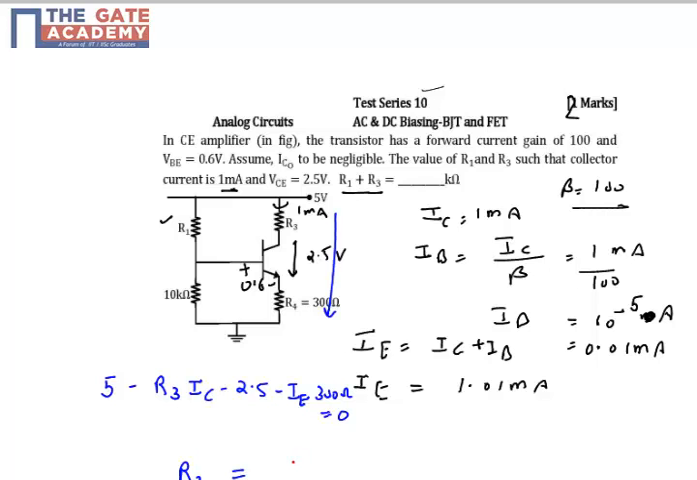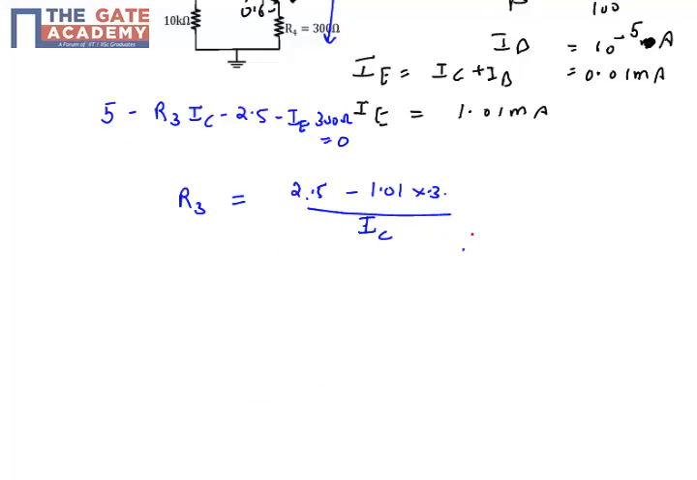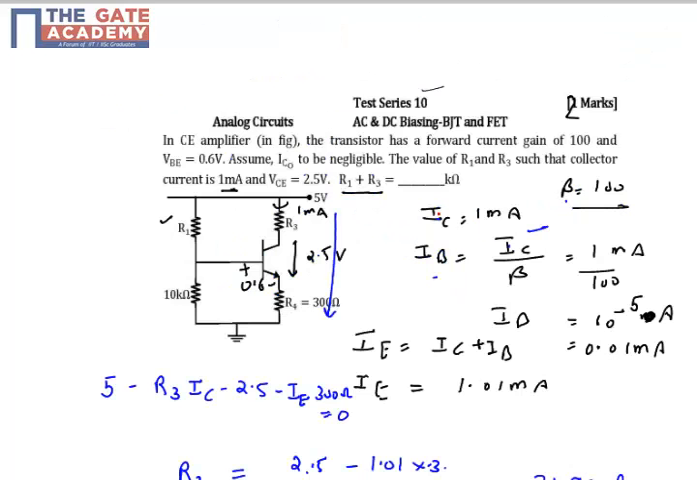R3 will be nothing but 2.5 minus 1.01 into 0.3, upon IC, which is given as 1 milliampere. So the value of R3 will be 2197 ohm, or I can say 2.197 kilo ohm. So this is the value of R3 we have calculated by the outer loop KVL.